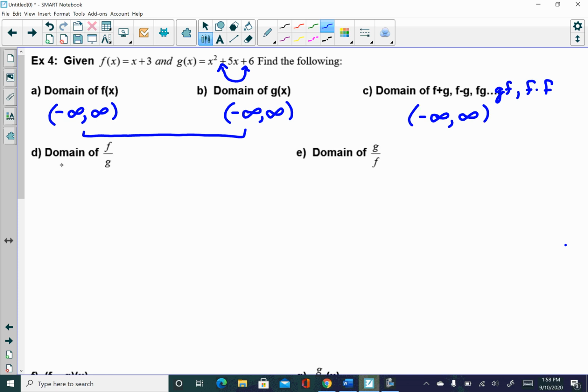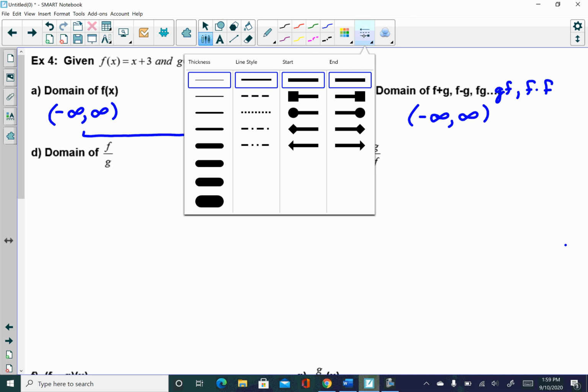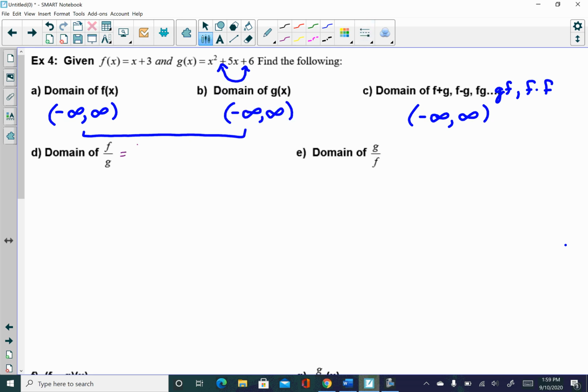We have to look a little bit further, though, into letter D and E, where we want the domain of F over G and G over F. Okay, so think about the function F over G. The function F over G would be equal to F of X over G of X. So I need to figure out where the bottom would be equal to 0. So I need to set x squared plus 5x plus 6 equal to 0. And essentially, I don't want it to equal 0 because I need it to not equal 0.